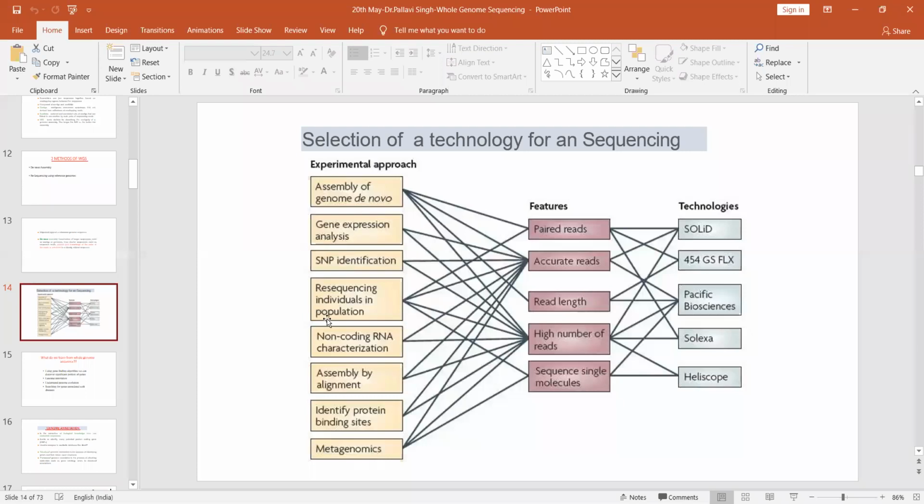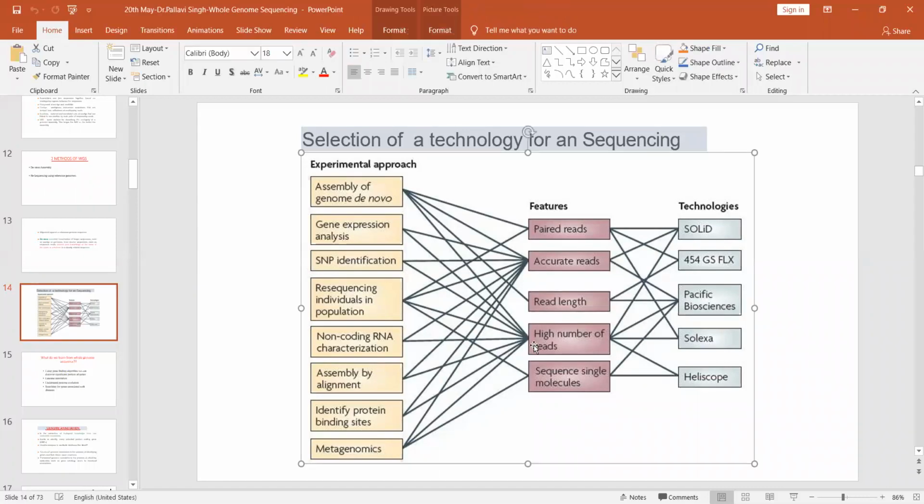I have tried to show you these technologies listed here: SOLiD, 454 GS FLX, Pacific Biosciences, Solexa, Heliscope. These are all NGS platforms, and Illumina is also an NGS platform. You can see the terms here: it uses paired reads, accurate reads, read length is very important, and a high number of reads. So what do I mean by reads? I'm talking about the contigs here.